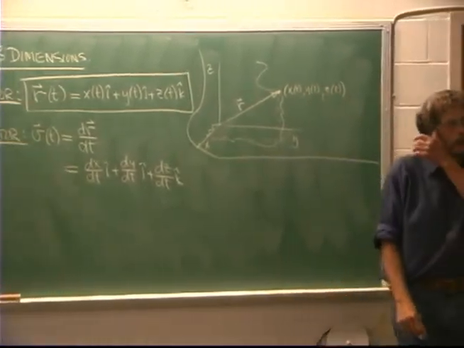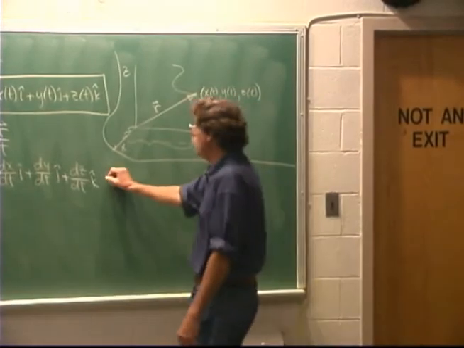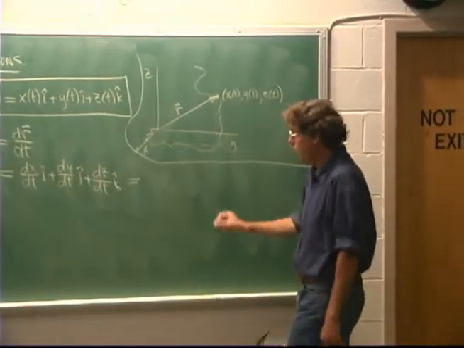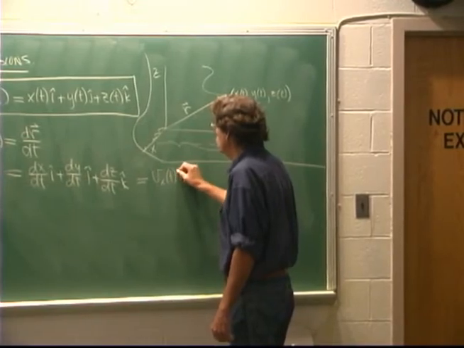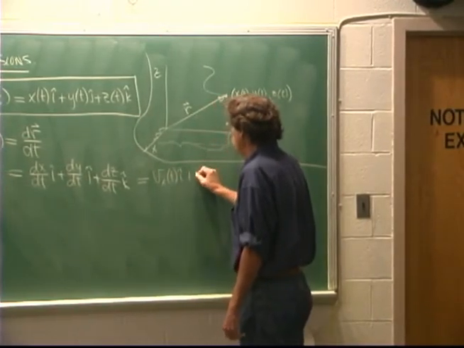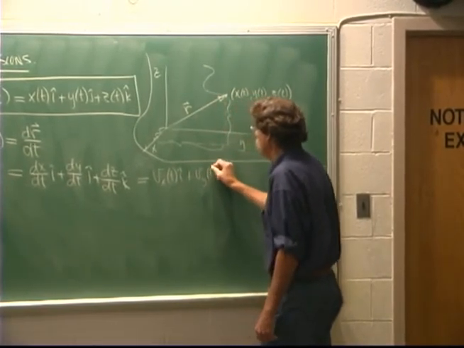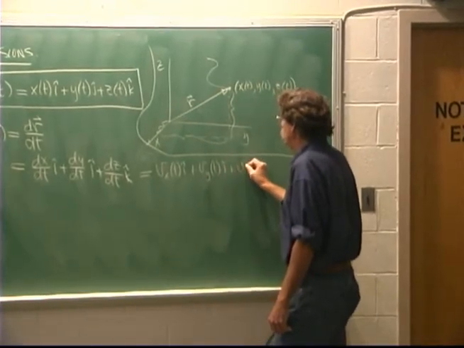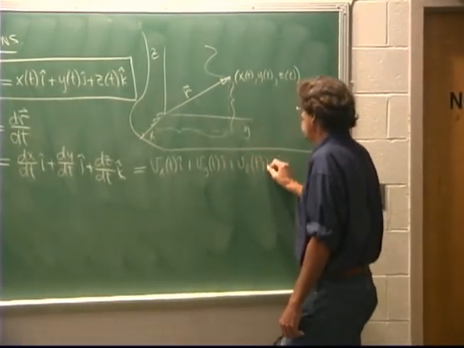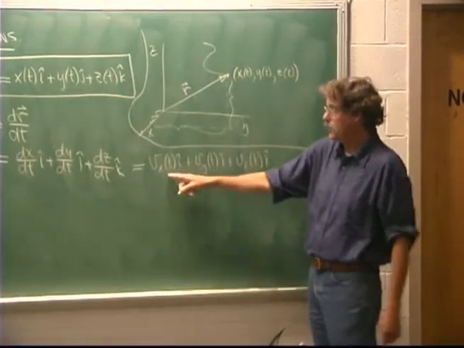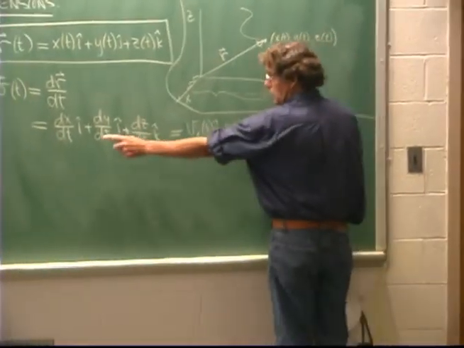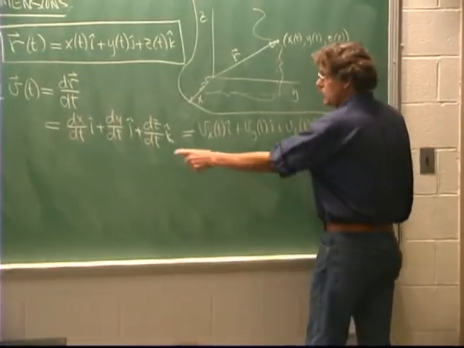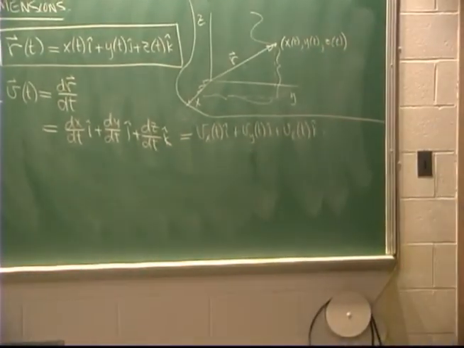That's the velocity vector. By the way, those three components, if I think of them as components of v, that would be v sub x, itself a function of t in general, i hat, plus v sub y, function of t, j hat, plus v sub z, k hat. In other words, v sub x of t is dx by dt, and v sub y of t is dy by dt, and v sub z of t is dz by dt.